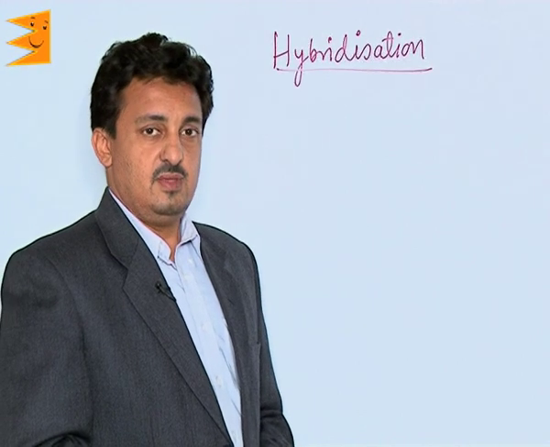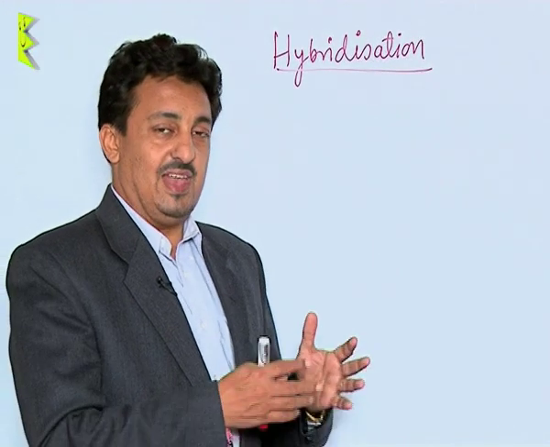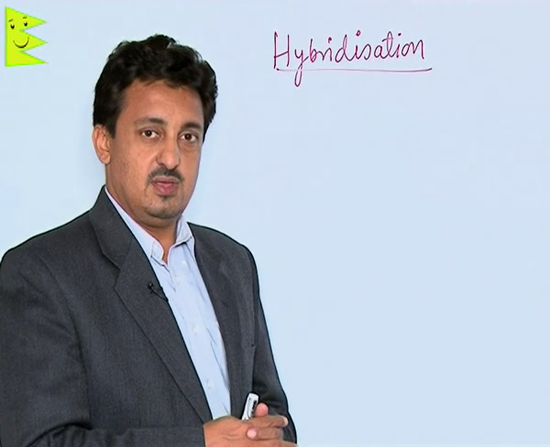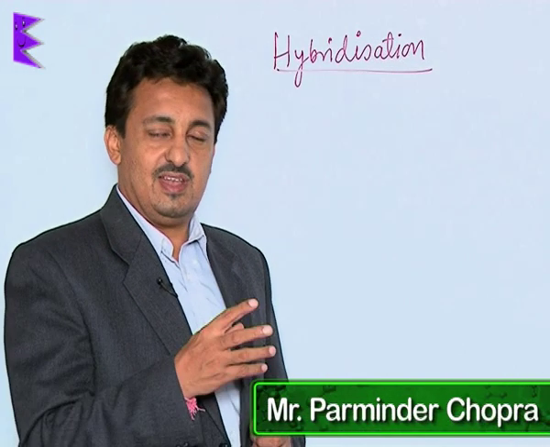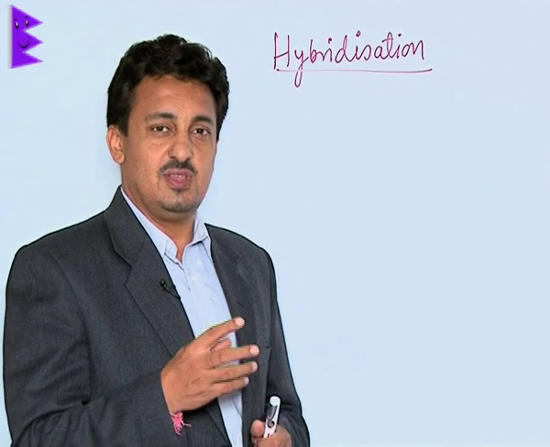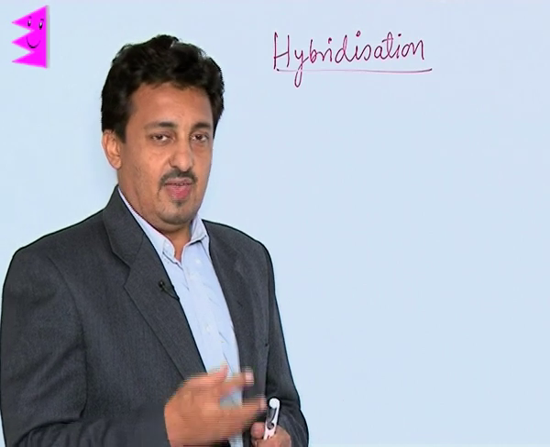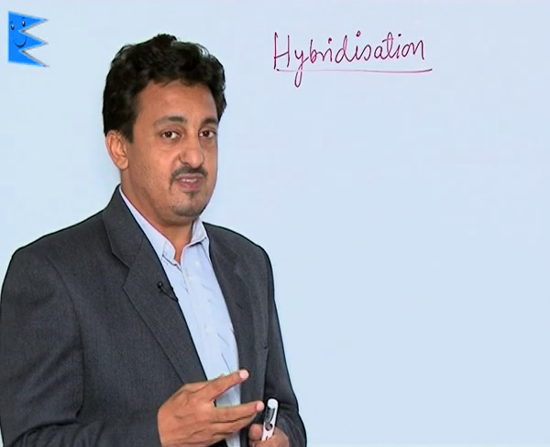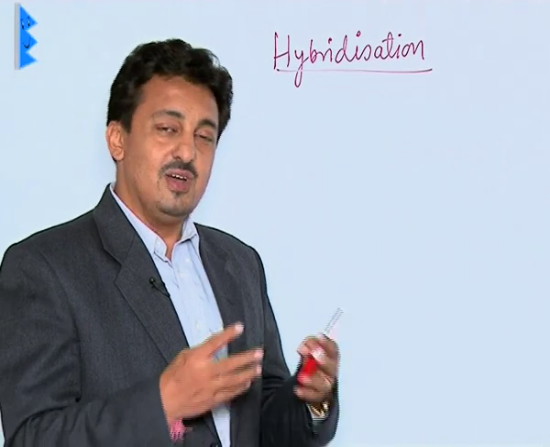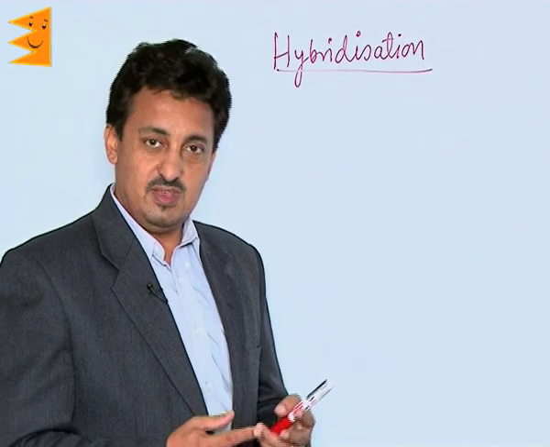Hybridization. After doing the valence shell electron pair repulsion theory, we know that we can easily give the structure of any polyatomic molecular species, but a very important question remains unanswered: how are these polyatomic molecular species formed, and how do they attain their different shapes or geometry?